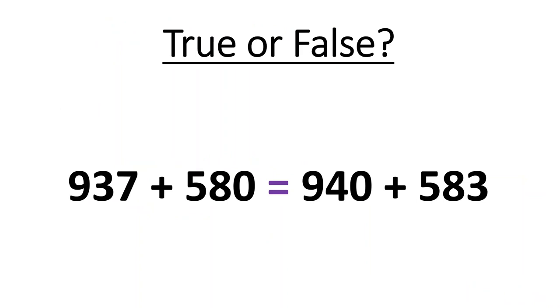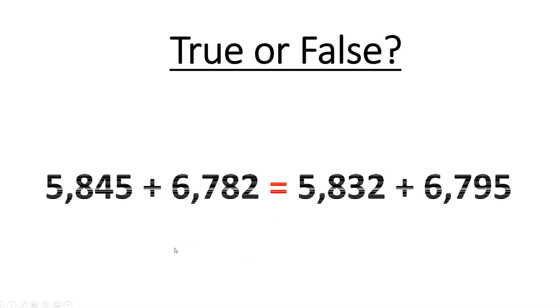Did you do it in your head? Did you take 3 from this side and make it match 583, or did you take 3 from this side and make it match 940? I'm going to take 3 from here, and then I get 934, and that does not match, so it is false. Oh, these are much bigger numbers. Am I scared? Nope, not at all.